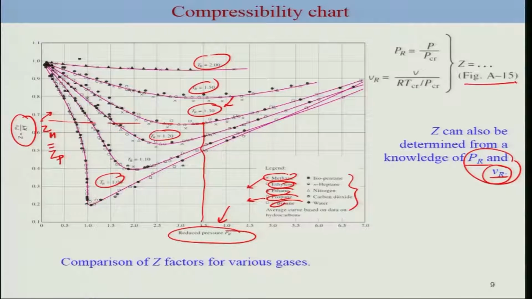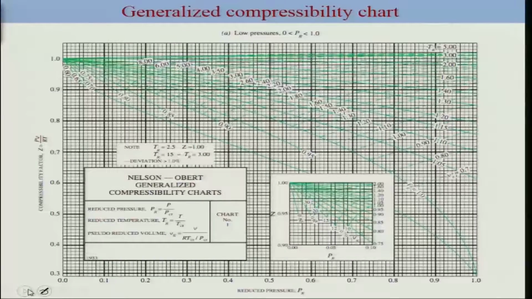Figure A15 in the appendix of the textbook contains a more rigorous kind of plot, which is based on what I showed in the previous slide. It makes use of some rigorous fitting, and this is the chart which we commonly use. This is for the low pressure regime. Here you have PR, you have Z, and then you have your TR, and they have also included VR, the reduced volume. We can make use of this particular chart to solve certain problems.